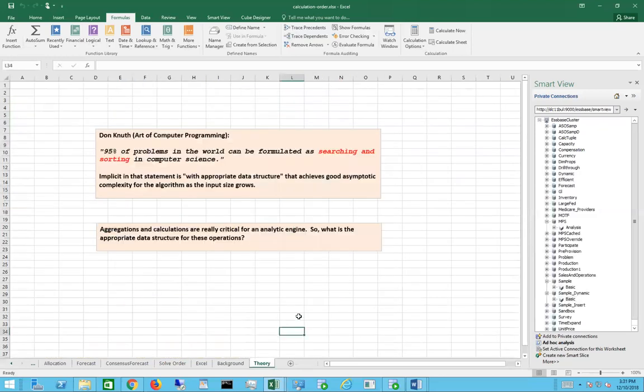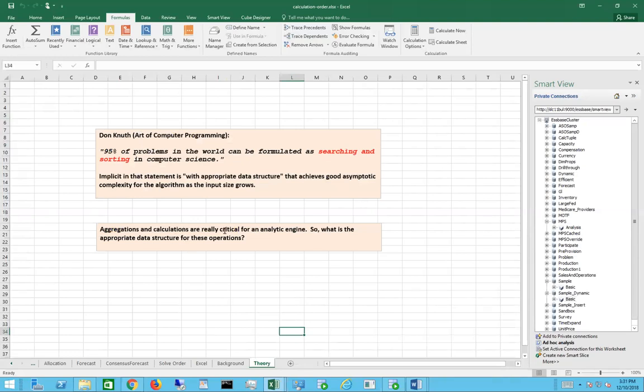If I continue further, I'd quote Don Knuth, who's kind of the god of computer science. I studied in the 80s, when his books were so popular. He wrote several volumes about computer programming. He said 95% of the problems in the world can be formulated as searching and sorting in computer science. Implicit in that statement is an appropriate data structure that achieves good asymptotic complexity for the algorithm as the input size grows.